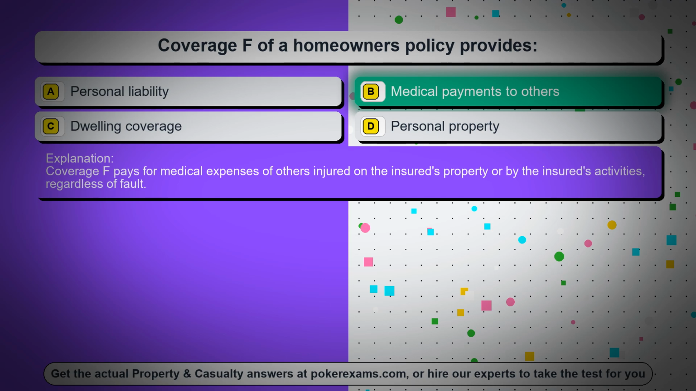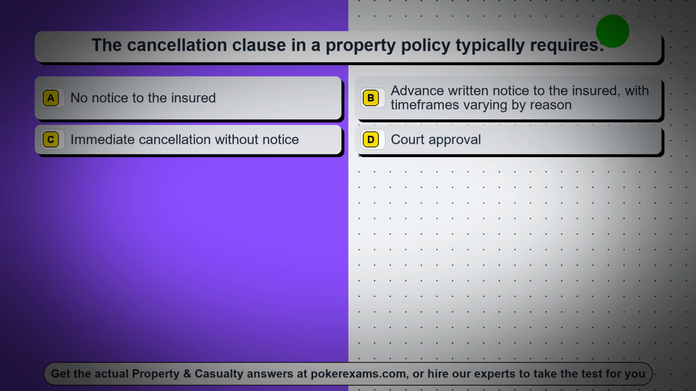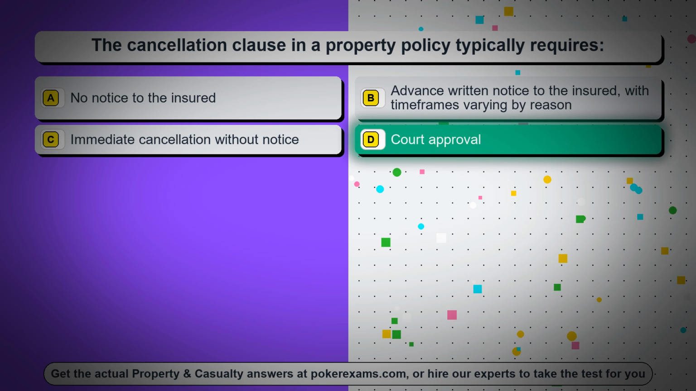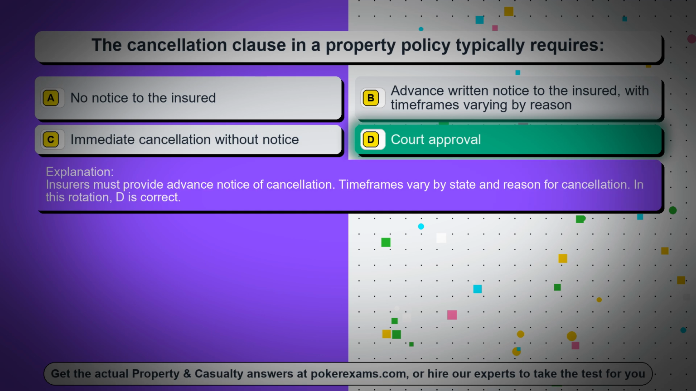Question 58. The cancellation clause in a property policy typically requires: Option A, no notice to the insured. Option B, advance written notice to the insured, with timeframes varying by reason. Option C, immediate cancellation without notice. Option D, court approval. The correct answer is option D, court approval. Insurers must provide advance notice of cancellation. Timeframes vary by state and reason for cancellation. In this rotation, D is correct.